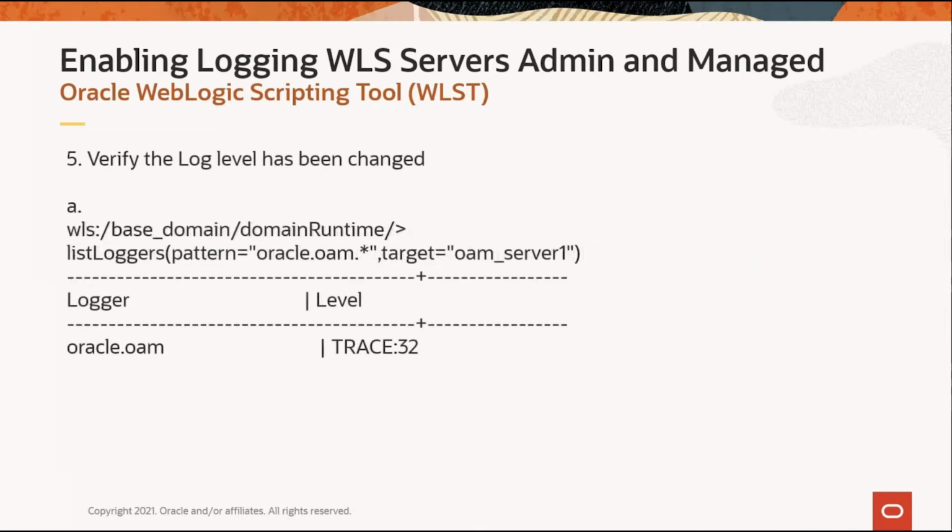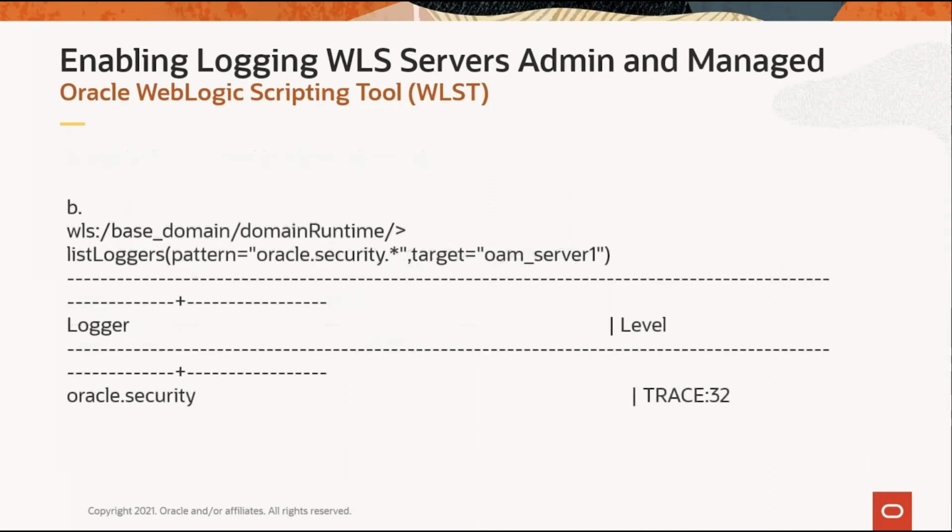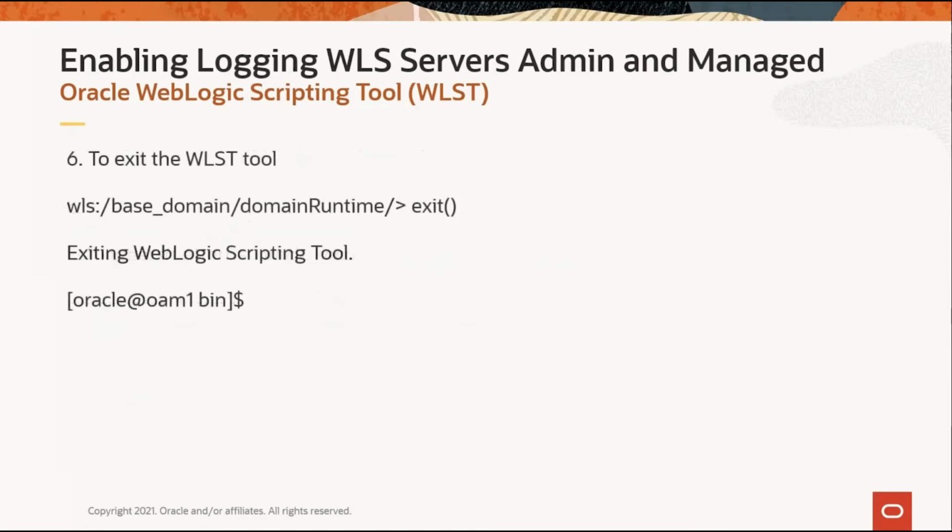Step 5, verify the log level has been changed for the logger oracle.oam by executing the function as shown on the screen. Then do the same for the oracle.security by executing the function as shown on the screen. Step 6, to exit the WLST tool, enter the exit function as shown on the screen.